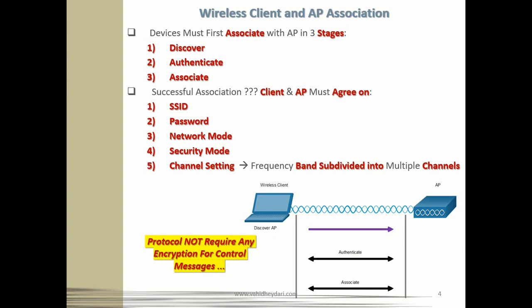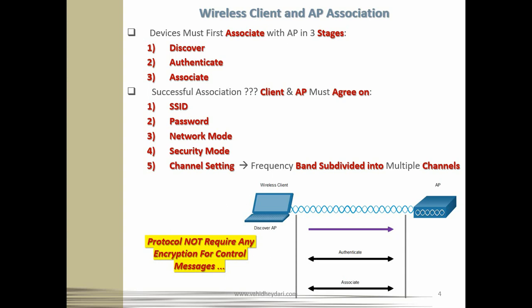So in this case, we've got devices that go through three stages to get associated with an access point. So, wireless client and access point association. For a wireless device to communicate over a network, it must first associate with an access point or a home router, a wireless router that you have at home. And for this, those wireless devices need to complete three stages.